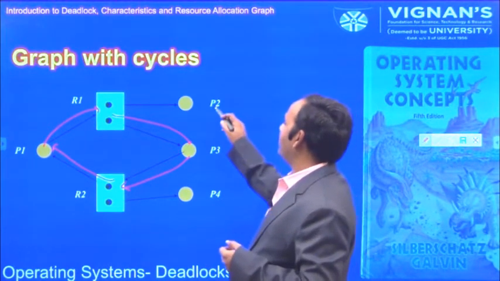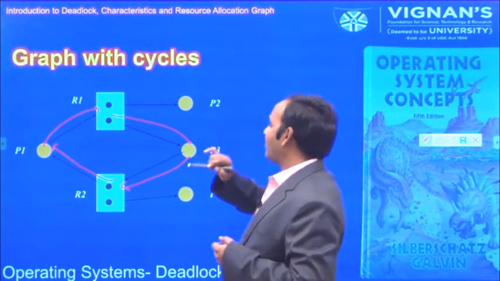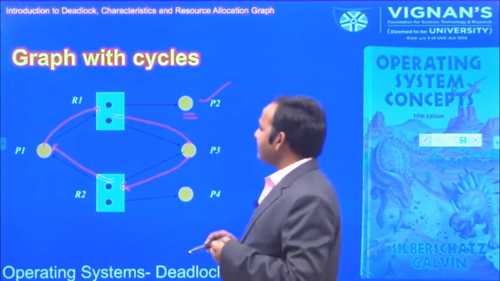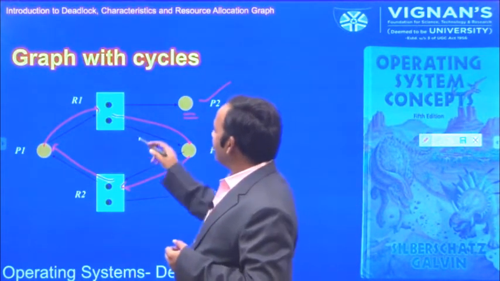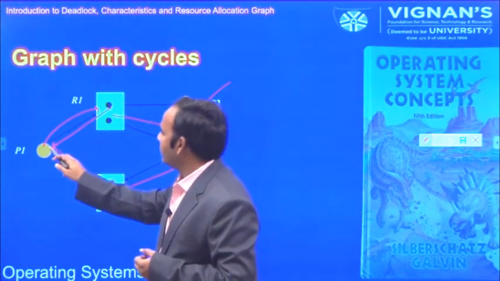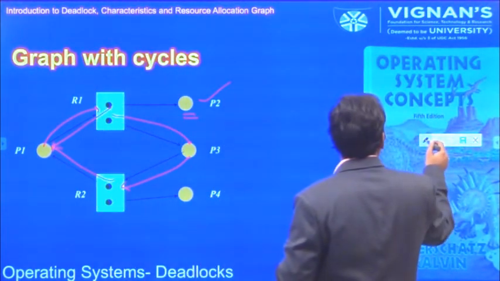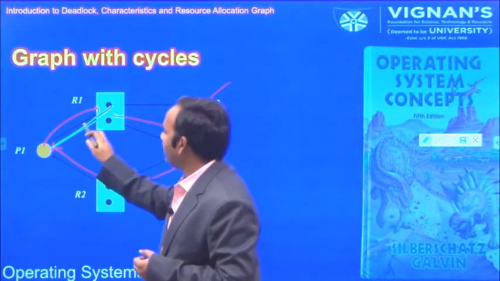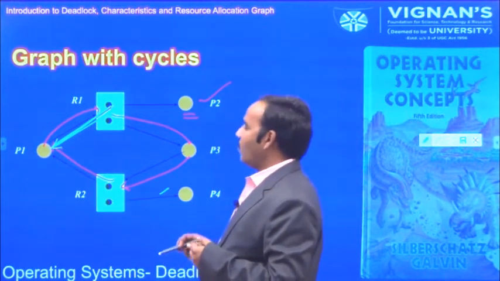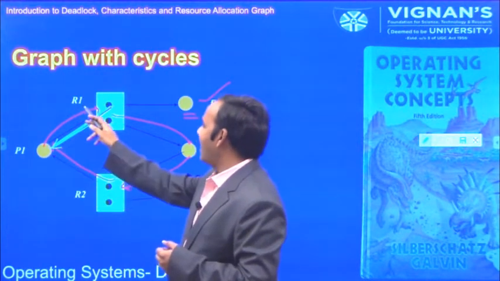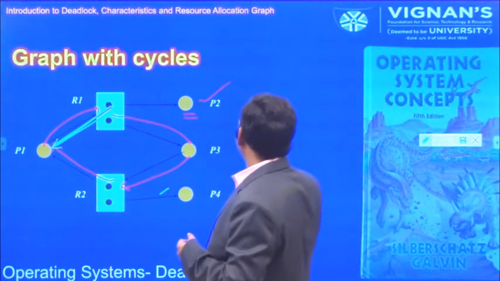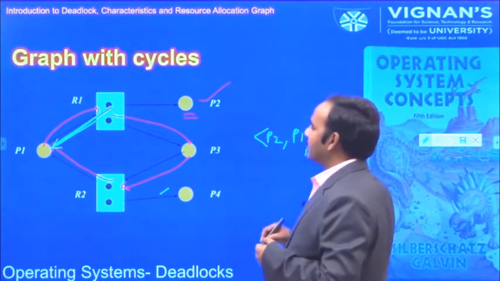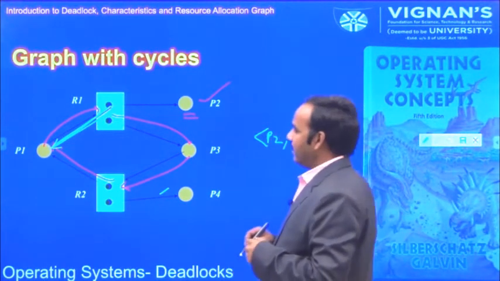In this graph, suppose P2 needs only R1. R1 is already allocated, so P2 completes first. Then this is free, so you can allocate this free one to P1. Once this is allocated to P1, P1 needs R1 and R2. So the first process is P2, and the second process is P1. Now P1 completes its execution.